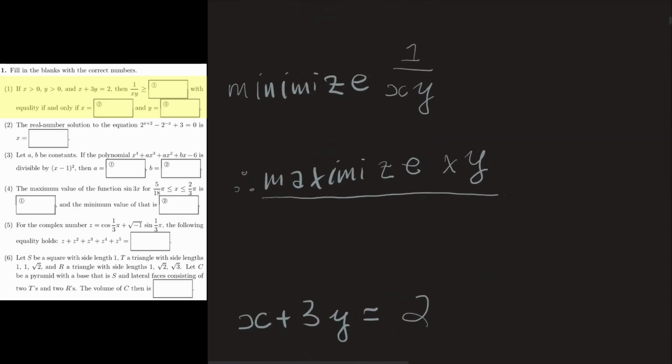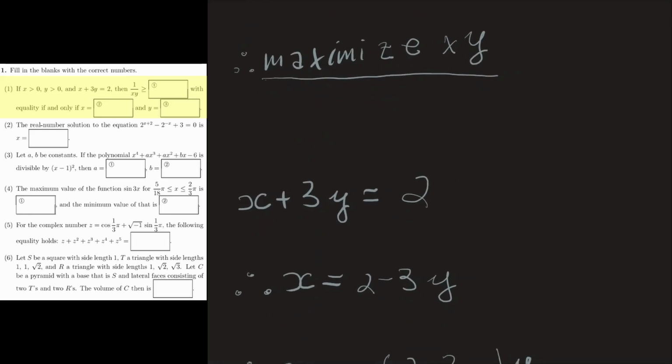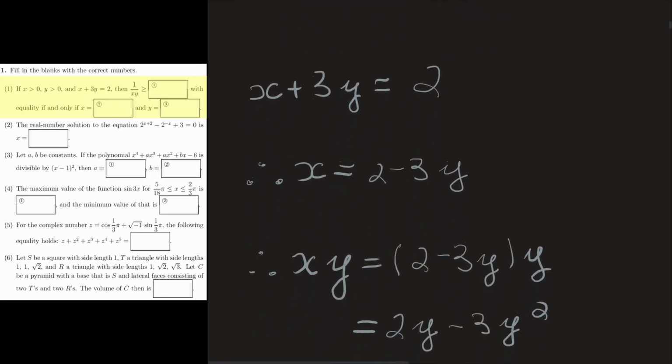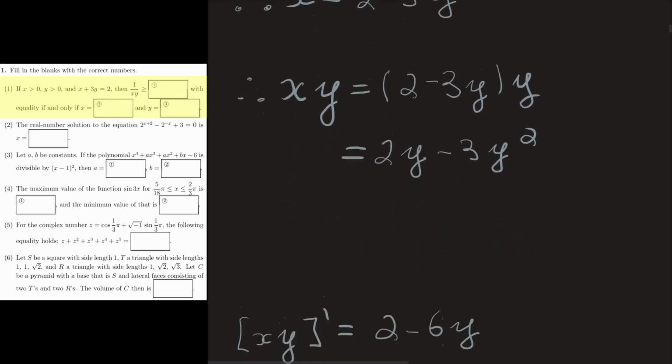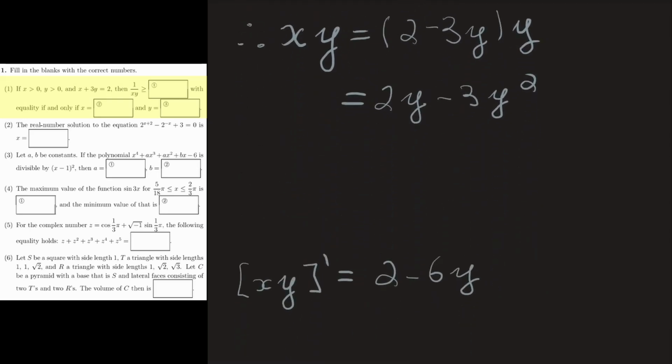To start, we can write x in terms of y and use that to find what x times y is. So x equals 2 minus 3y, and if we sub that into x times y, then that equals 2 minus 3y times y, or 2y minus 3y squared.